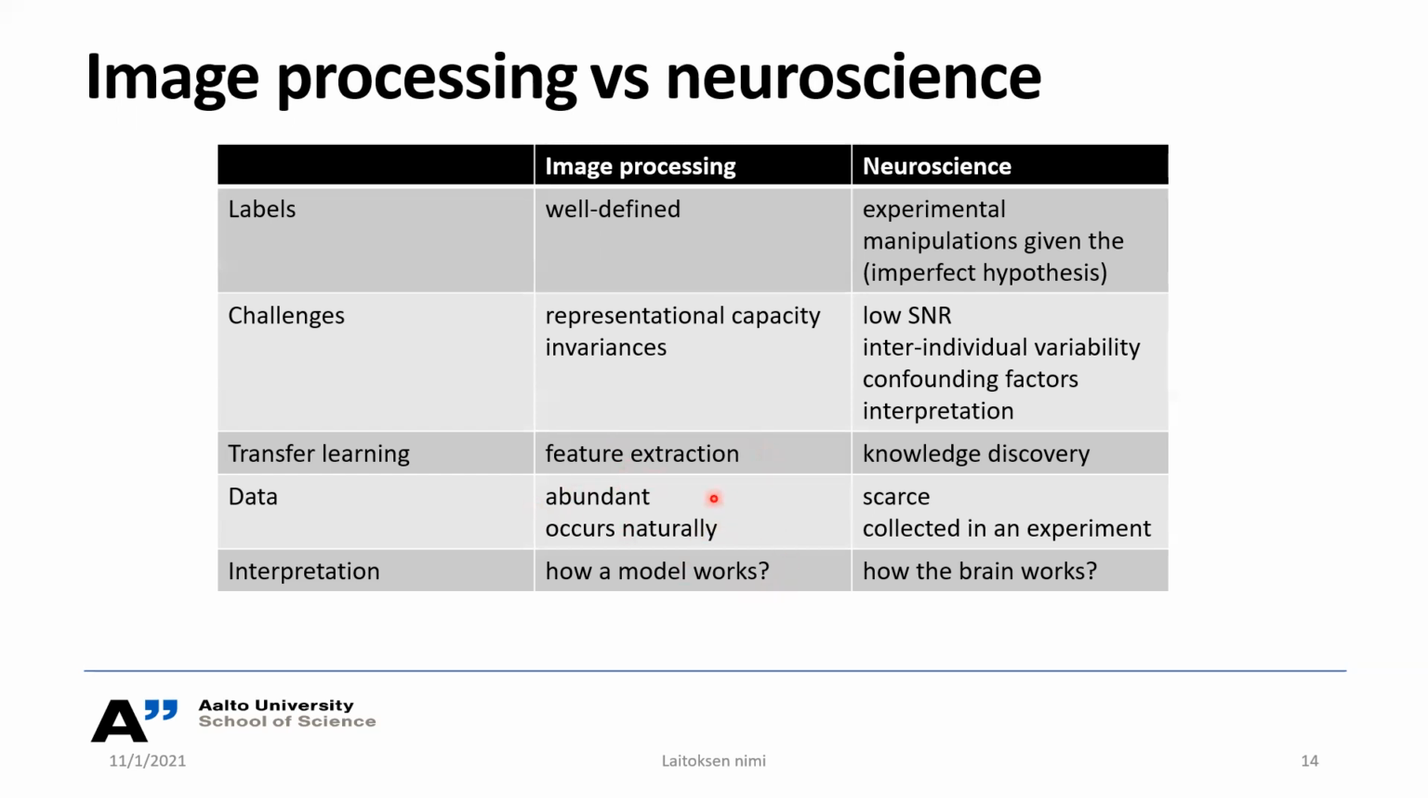The data is more abundant and occurs naturally, well, naturally meaning on the internet. In neuroscience, data, of course, is usually collected in an experiment and is more expensive, and that's why it's more scarce. And finally, if we want to interpret what the networks actually do, mainly in classical machine learning or deep learning, that question boils down to what features the model uses to produce its predictions. In our case, we're trying to learn something about how the brain works, to study the external phenomenon. And that makes the whole interpretation story a lot more important.